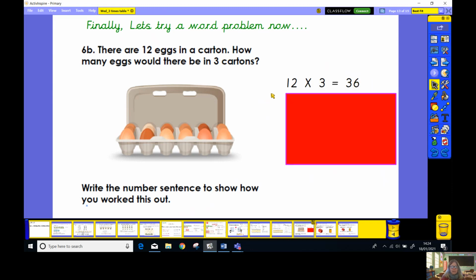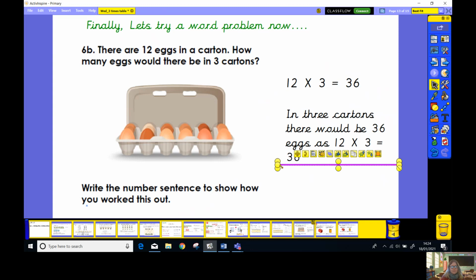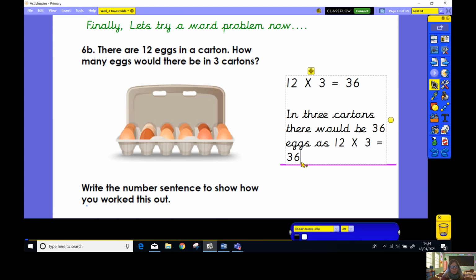Now remember, that isn't a correct answer at this point. I need there to be an answer in a sentence because it is a word problem. So, in 3 cartons, there would be 36 eggs, as 12 multiplied by 3 equals 36. I've missed out a full stop.